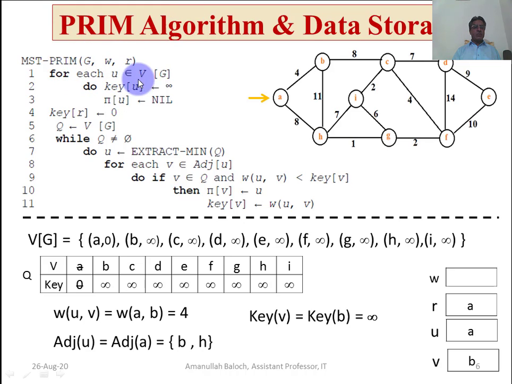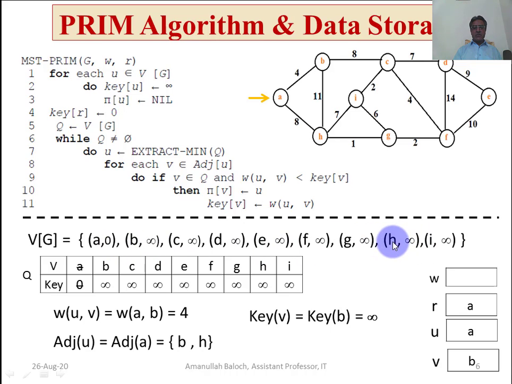For each u belongs to V of G, key of u is equal to infinity and pi of u is equal to nil. Here you may see this is V, which contains all the vertices of the graph, and key is infinity, infinity, infinity. So key of u, when we process these nodes one by one, firstly A, we assign the key infinity, then B, we assign the key infinity, and parent is nil. This loop processes all the nodes and makes the key of those nodes infinity. You may see it here, the infinity.